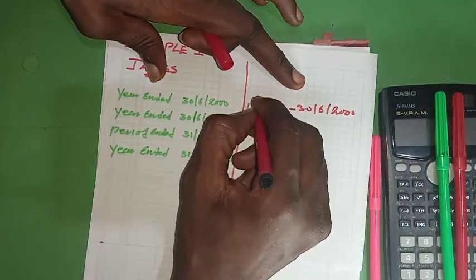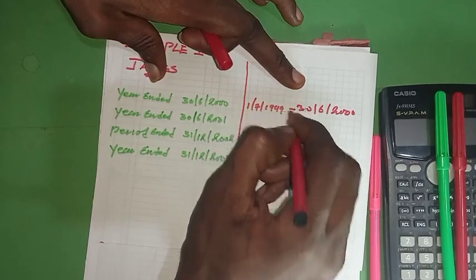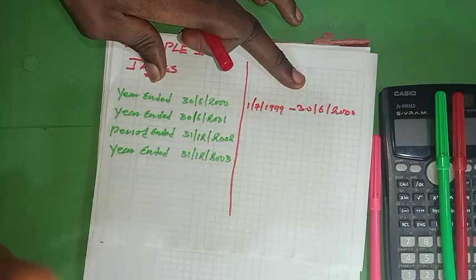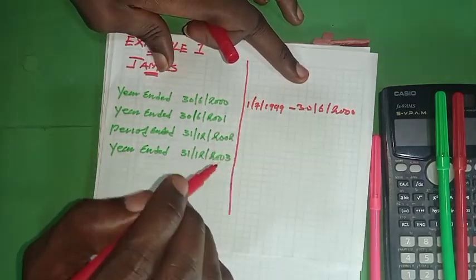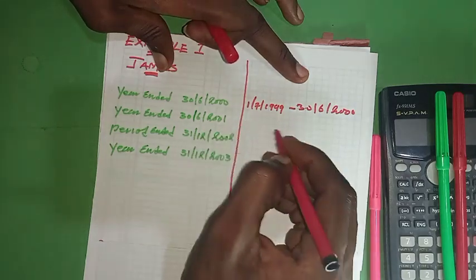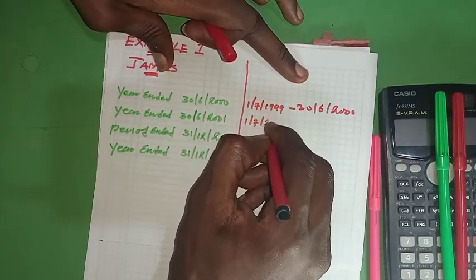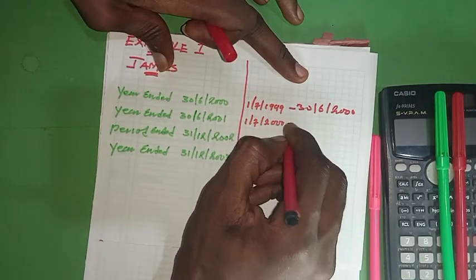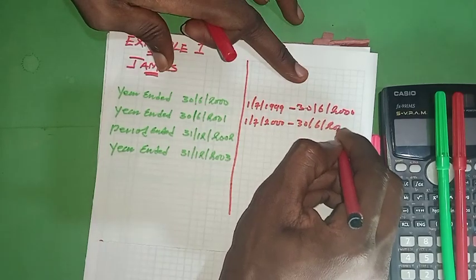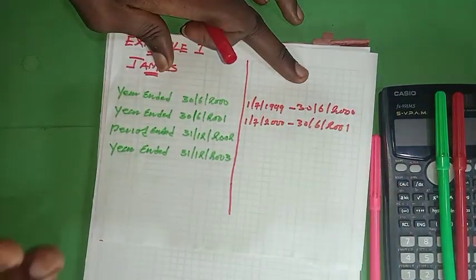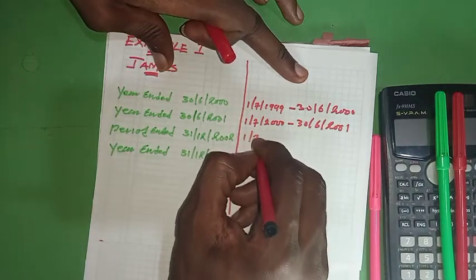The account will start from first 799. They maintain the account. This is the account they are maintaining. Are you getting it? This is the account they are maintaining. Then the 2001, they maintained it to 30th 6 2001. They maintain it.